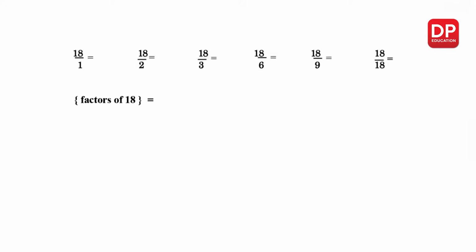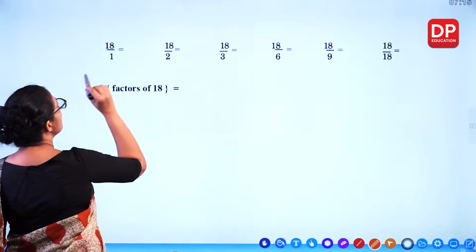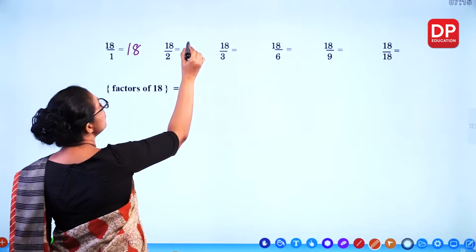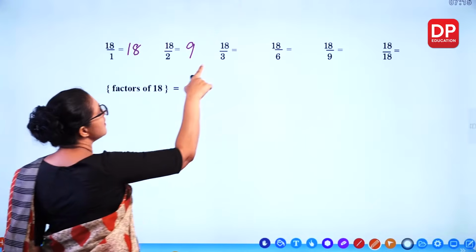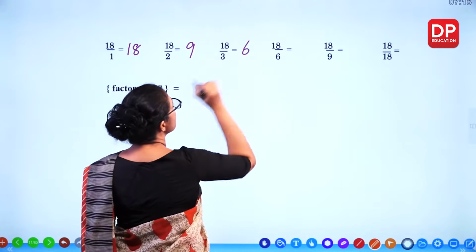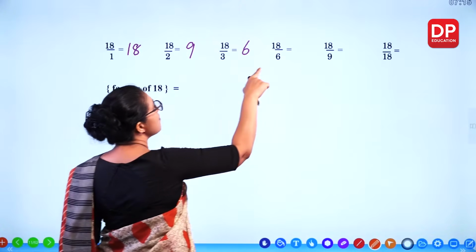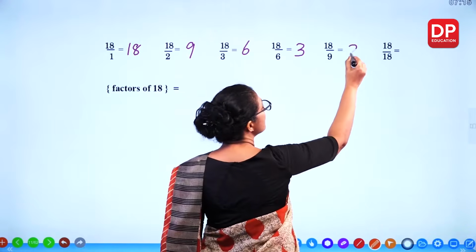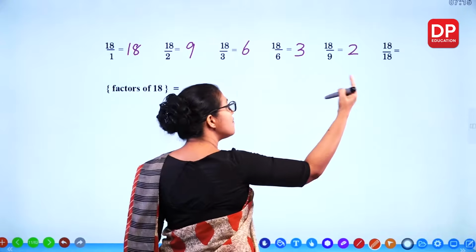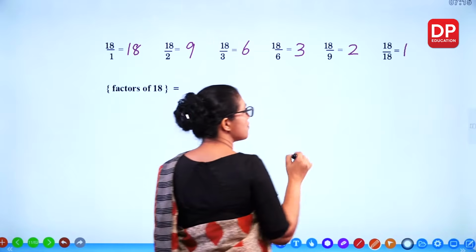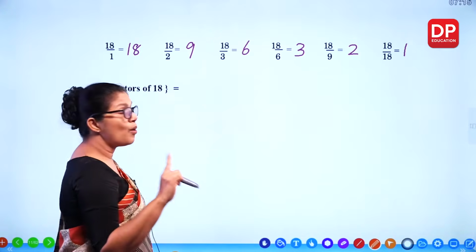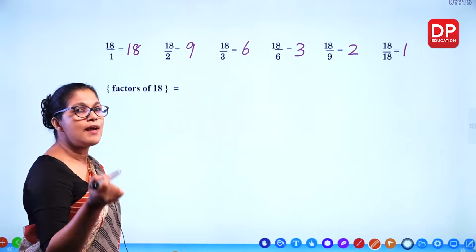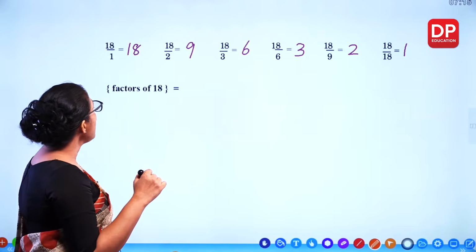Now we found out 18. You can divide by 1, that's 18. Divide by 2, that's 9. Divide by 3, that's 6. Divide by 6, you get 3. Divide by 9, you get 2. 18 divided by 18 is also possible, you get 1. All are whole numbers without a remainder. So those are called factors of 18.